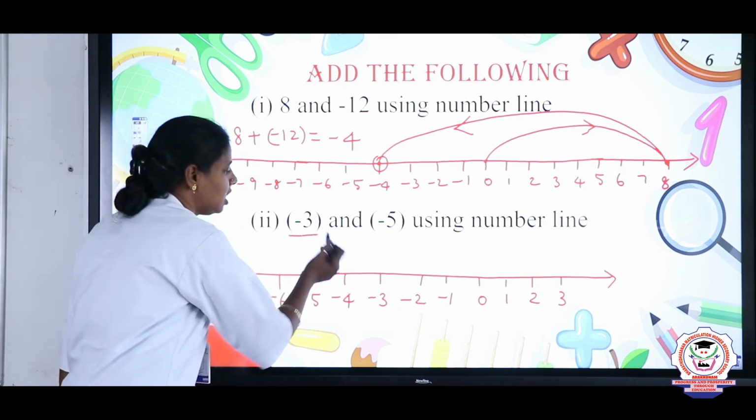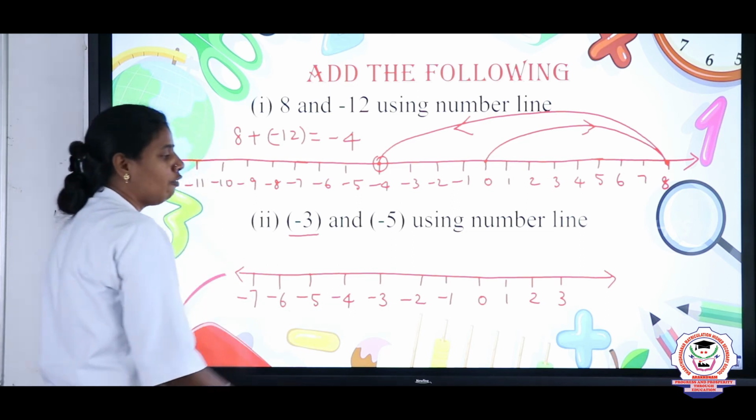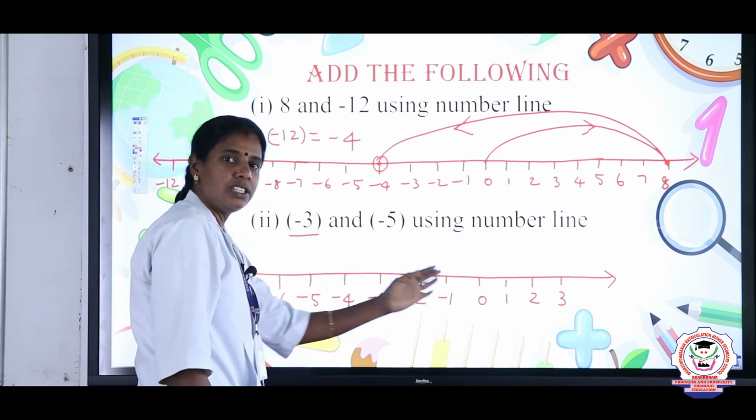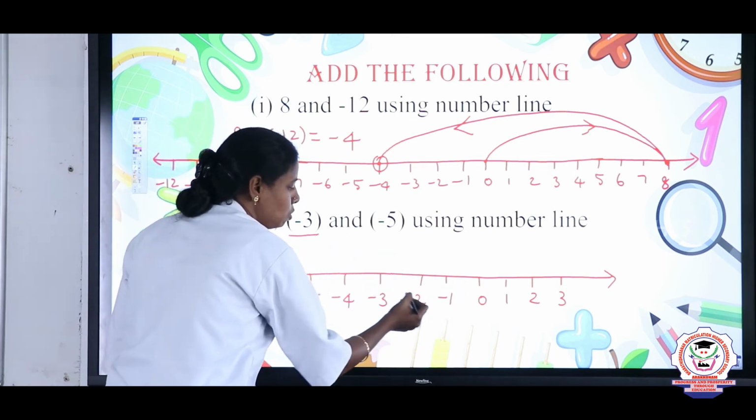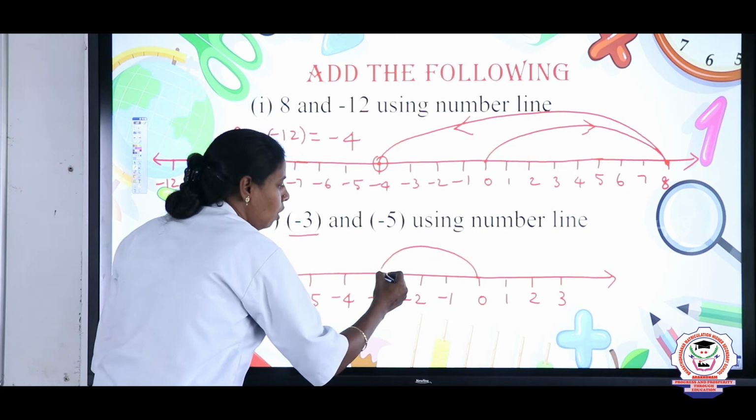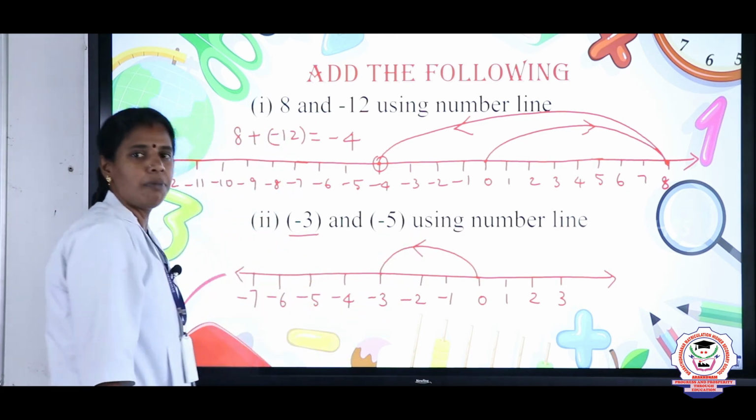The first integer is minus 3. So from 0, for a negative integer we want to move left side. So 3 units, 1, 2, 3. So 0 to minus 3. The first step we did.